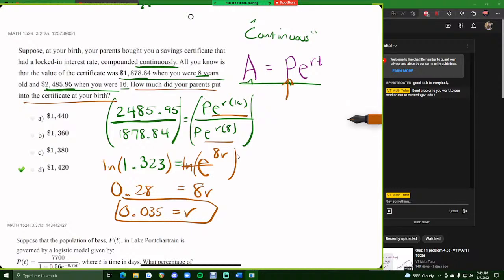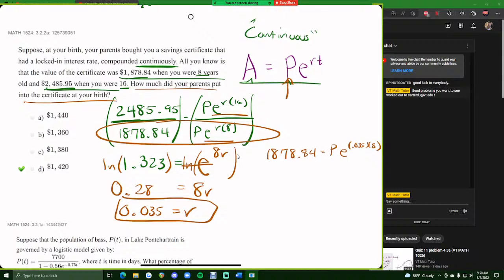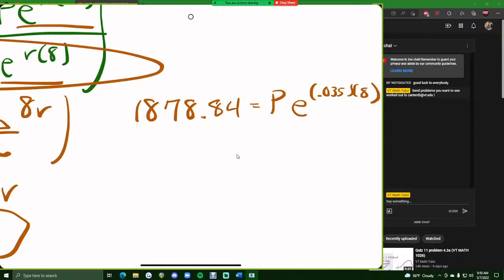So I will just use the smaller valued equation. You can use either one. So we're setting up 1878.84 equals P, which is what we're looking for, E to the R times 8. So R is what we just found, so 0.035, and then that's being multiplied by 8. So if we solve this for P, we'll be good.